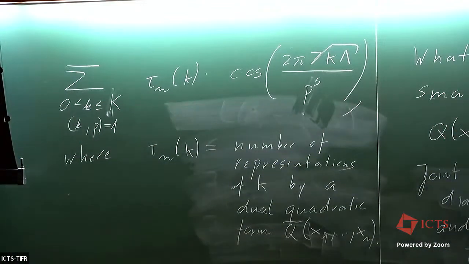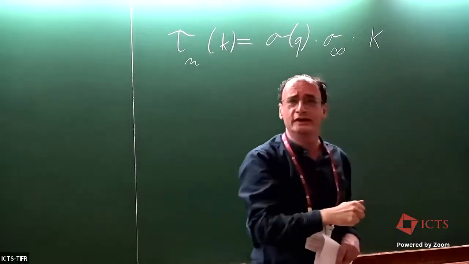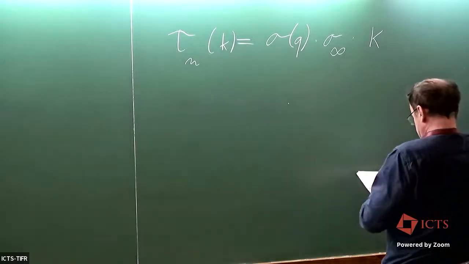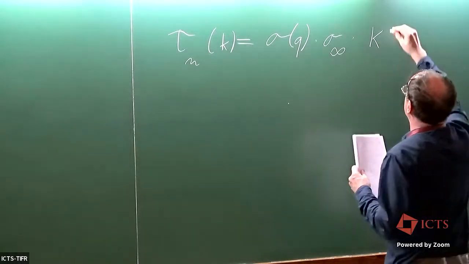Can I write here? Okay, I write there. Oh, yeah, okay, I still have the time. Tau n k is equal to the singular series times k to some power, n minus 2 or something, n minus 2, right? Yeah, okay, I think, so let me see. Yeah, n minus 2.